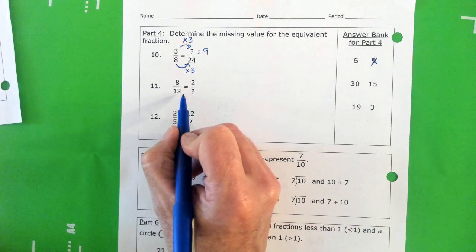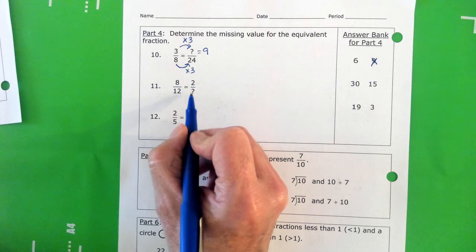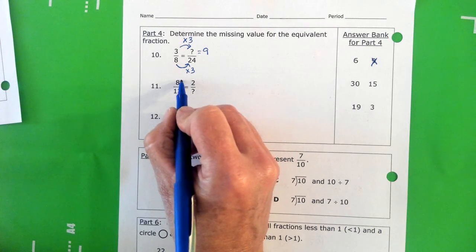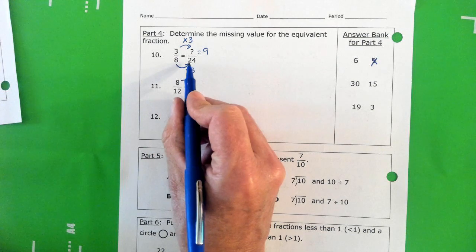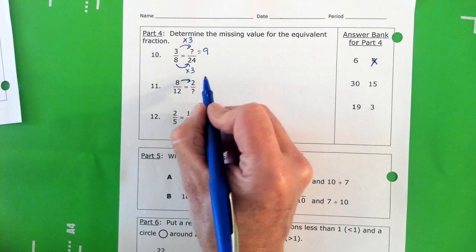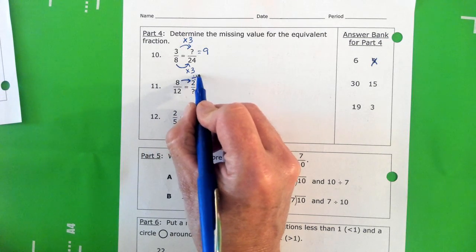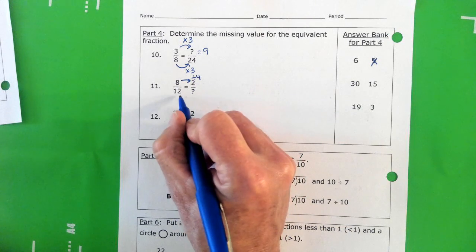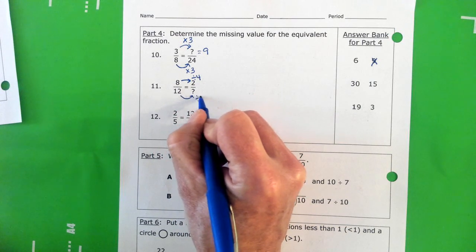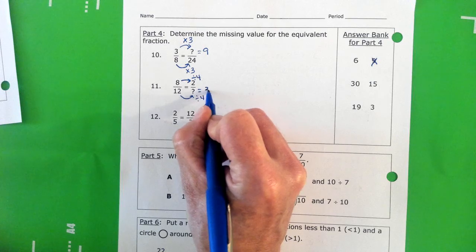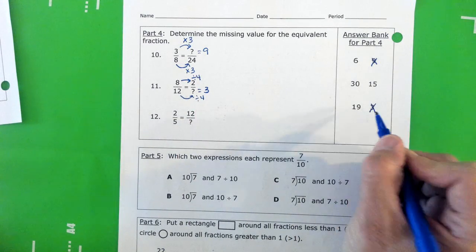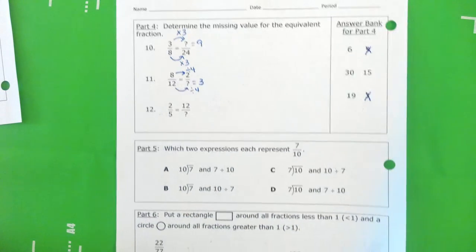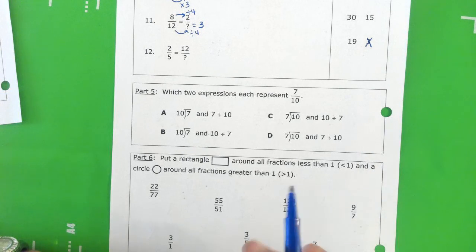Okay, now over on 11, 8 twelfths equals 2 over something. Looks like it got smaller, so instead of multiplying to enlarge, it reduced down. I say this divided by 4, and then what's 12 divided by 4? That equals 3. Da-da. Okay, moving on up.